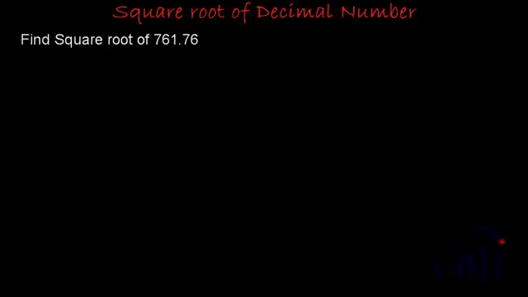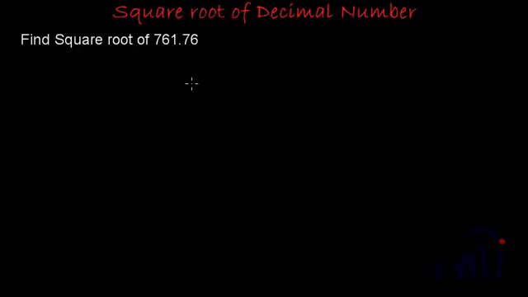Hi, so in this video we are going to find the square root of decimal numbers. To find the square root of decimal numbers, we are going to use the division method. It's very easy to find the square roots of decimal numbers using the division method. But there is a slight change in the division method when we are finding the square root of decimal numbers. And what is that change? Yes, we will learn about that as we start solving this problem.